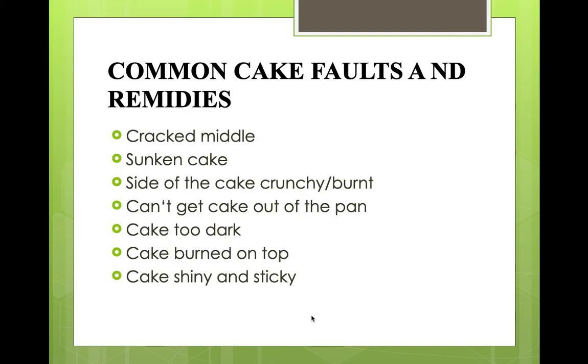Then you have the problem of the cake turning out too dark. Why is it so? Because of the addition of a large amount of sugar into the cake or because the oven temperature is very high. The cake getting burned on top is caused by the oven temperature being too high, the addition of a bit more sugar, or brushing the cake liners with egg yolk. Then you have burnt tops.